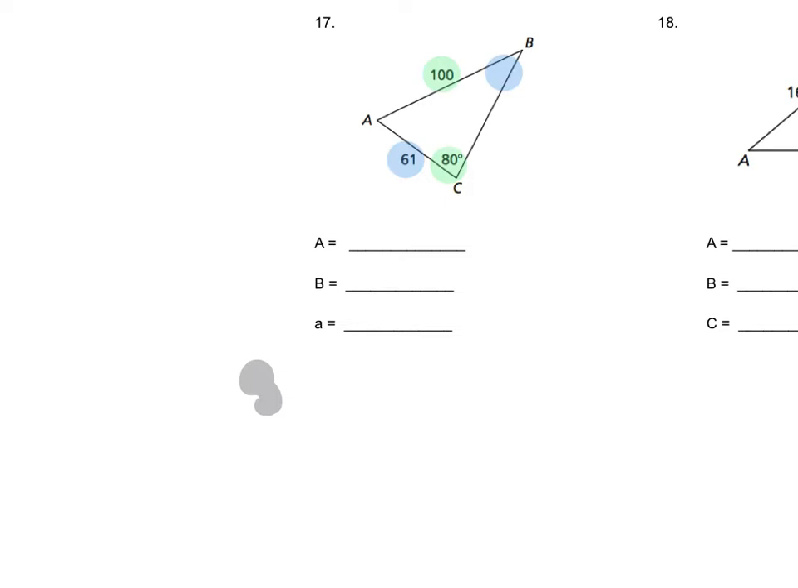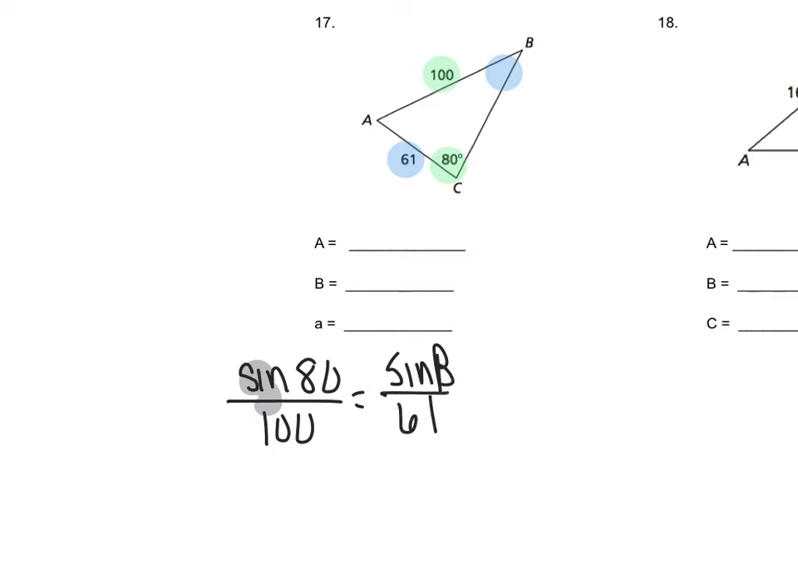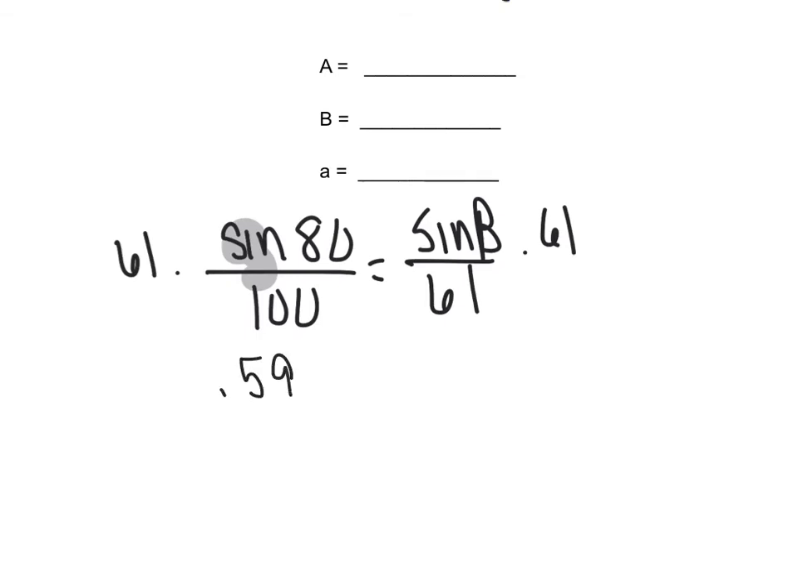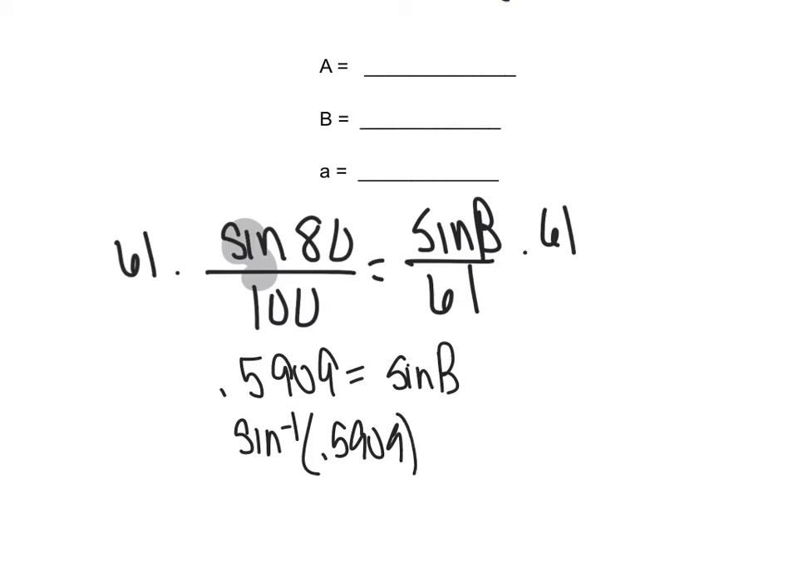So I know that the sine of 80 over 100 equals the sine of B, which we don't know, over 61. Okay, if I multiply both sides by 61, I'm going to get that I multiply 61 times the sine of 80 divided by 100. That decimal value is approximately 0.5909 equals the sine of B. Okay, remember now I just need to go inverse sine because I'm finding that angle of 0.5909, and we should get that angle B is approximately 36.2 degrees.